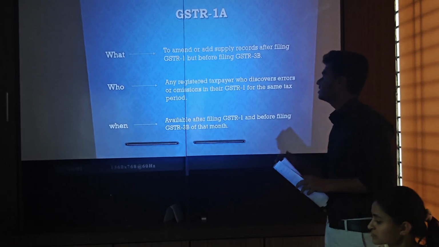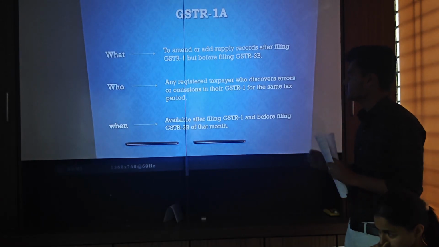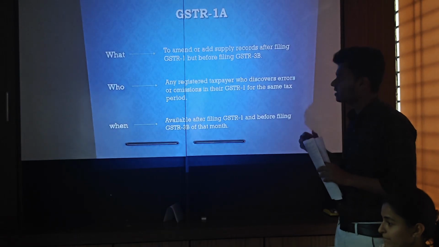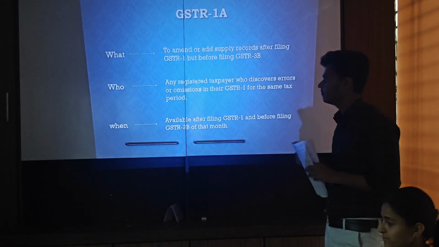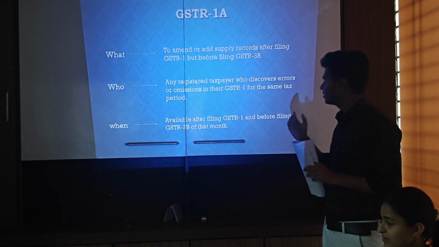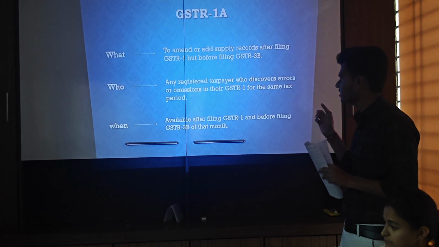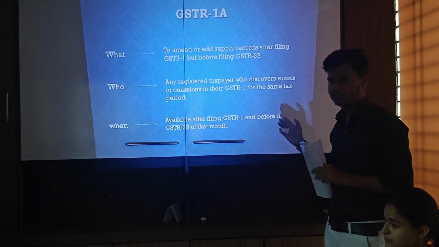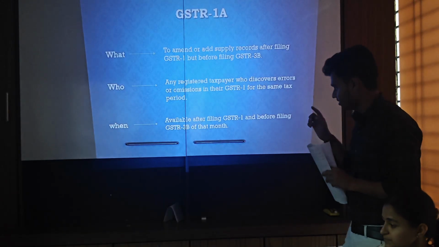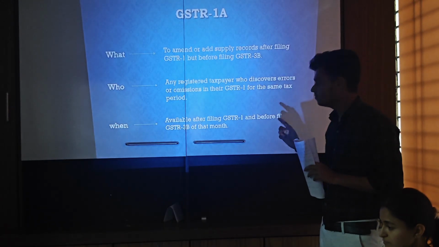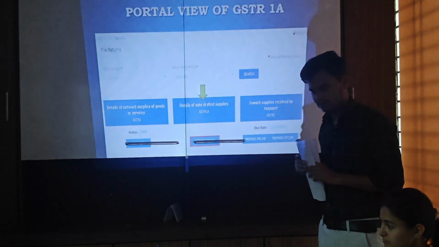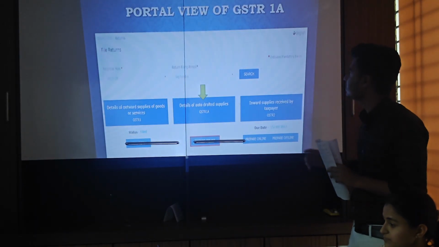Now we are moving to GSTR 1A. What is GSTR 1A? GSTR 1A is to amend or add supply records after filing a GSTR 1 but before filing a GSTR 3B. Who has to file a GSTR 1A? Any registered taxpayer who discovers errors or omissions in their GSTR 1 for the same tax period has to furnish the GSTR 1A. When do you have to file the GSTR 1A? GSTR 1A is available after filing a GSTR 1, but before filing the 3B of that month, we have to file a GSTR 1A. This is the photo view of GSTR 1A.